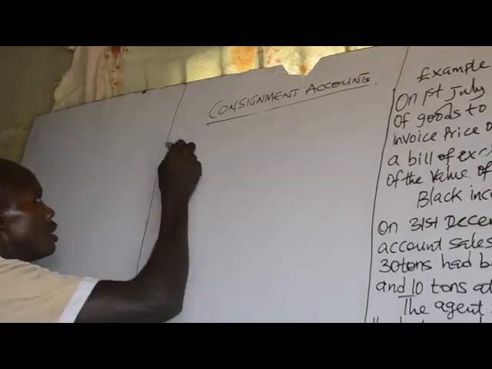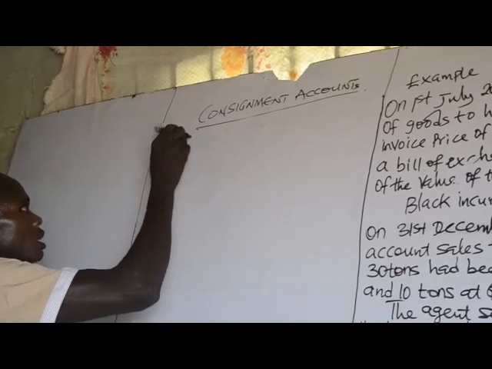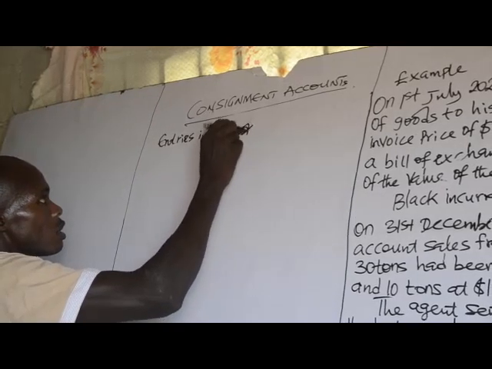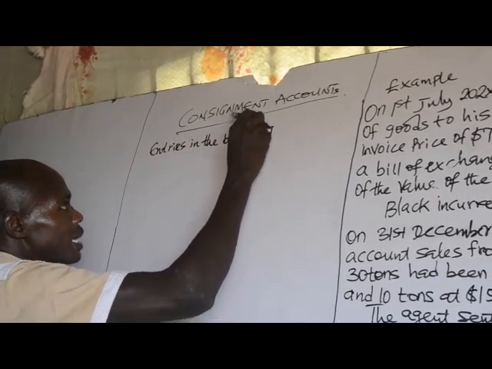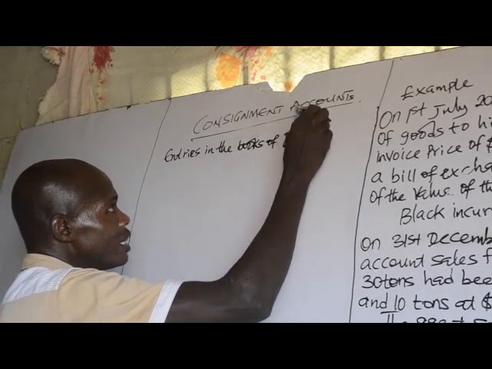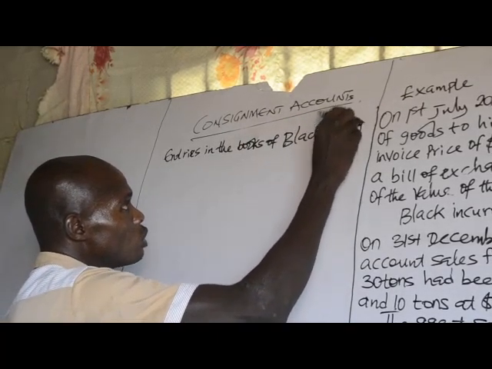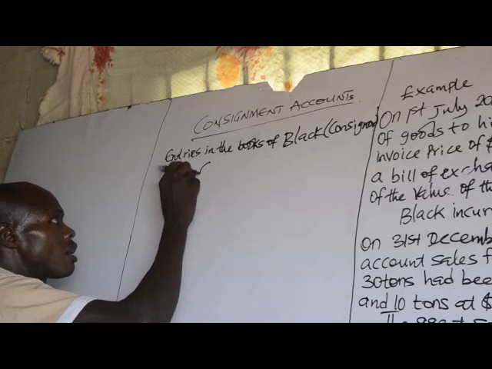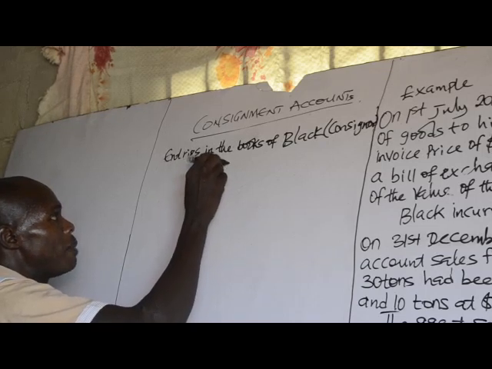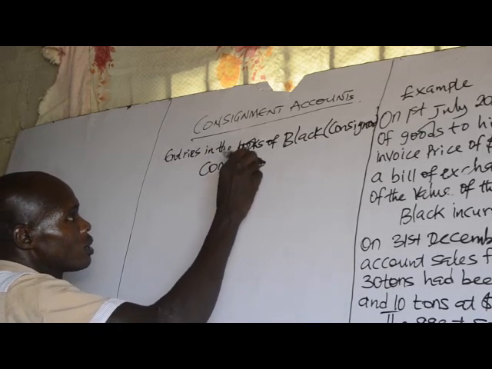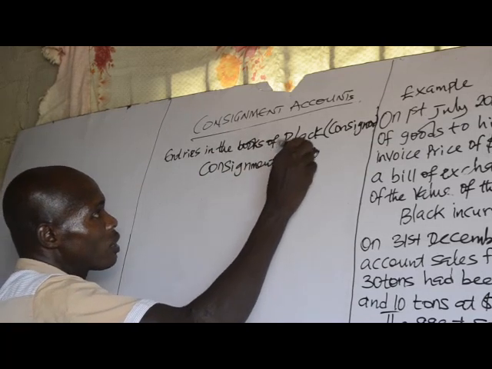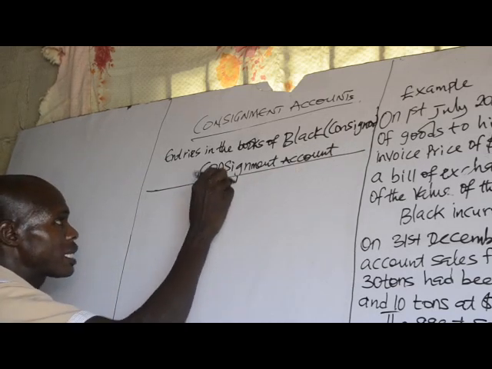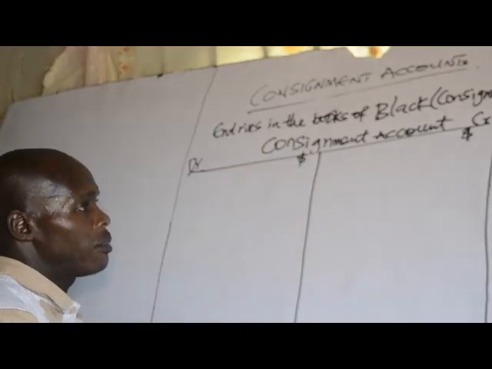So, in the entries in the books of Black, remember Black is the consignor, that is the one that sent the goods to the agent. In the books of the consignor, you will need to open the consignment account. I've told you that consignment account is a form of profit or loss. It is an account prepared to ascertain the profit or losses on consignment.